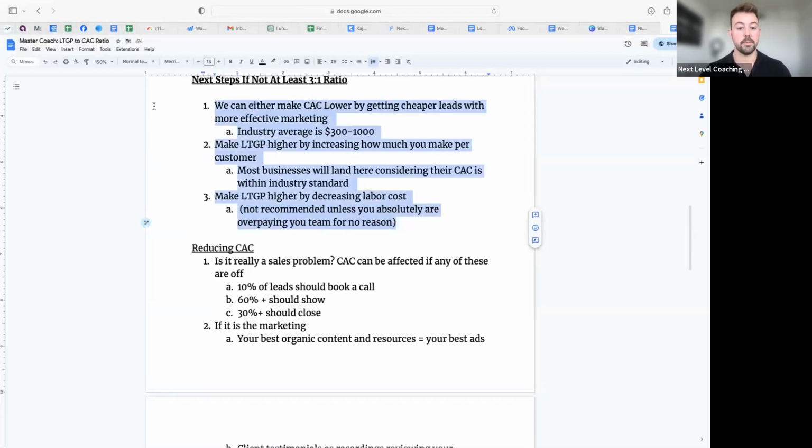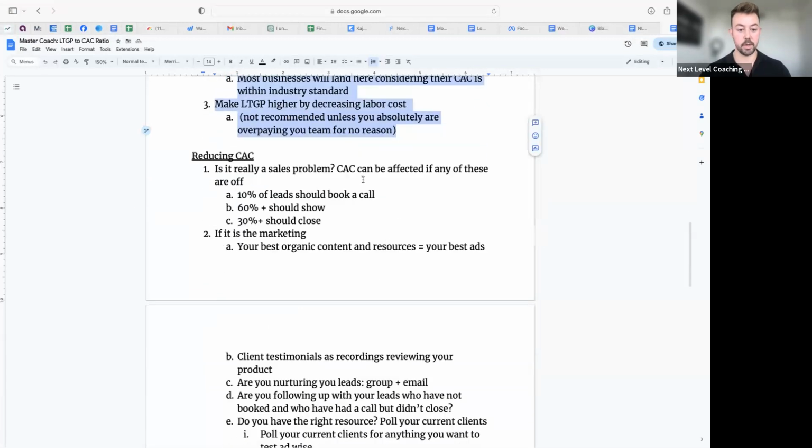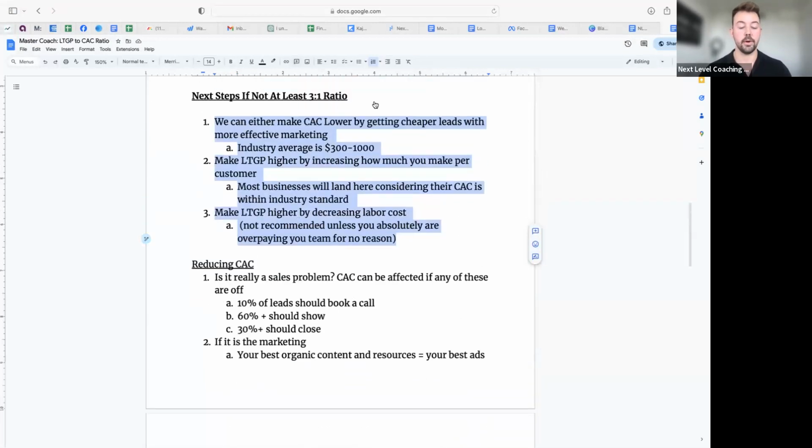All right, so those are our three options. Let's dig even deeper. Before I do though, any questions on anything so far?